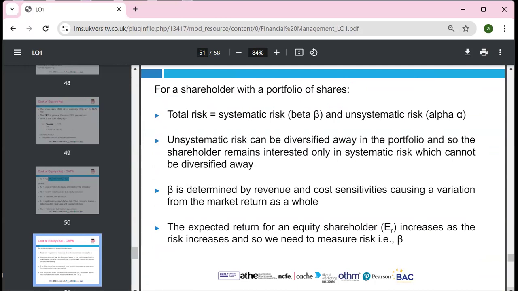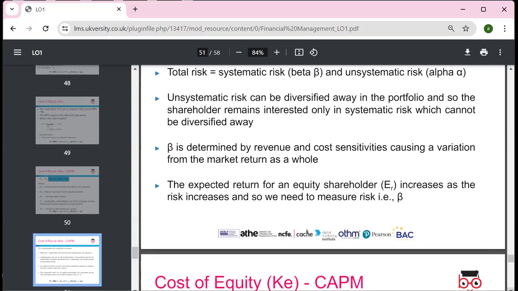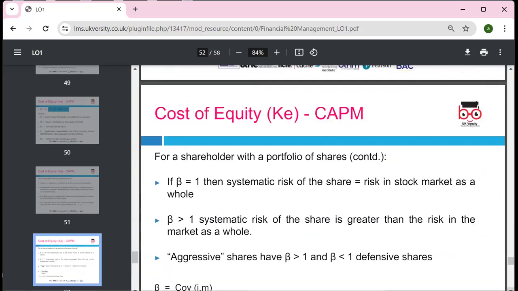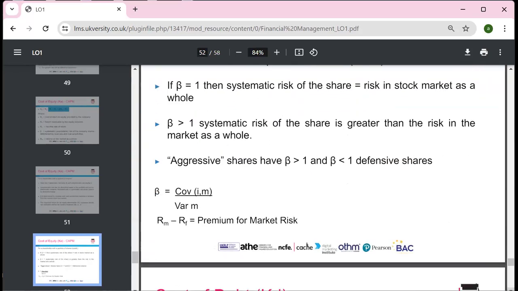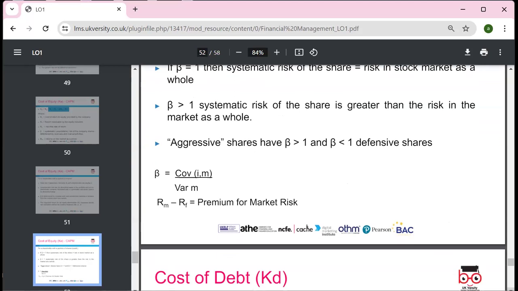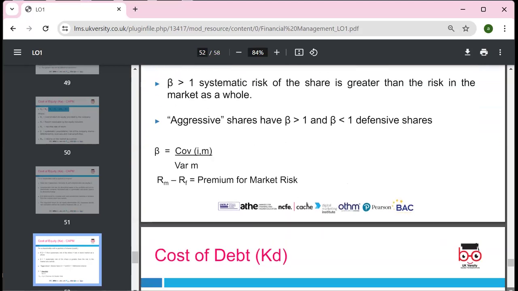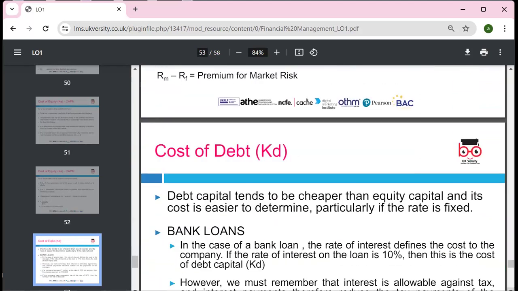The expected return on an equity share increases with the risk. So for this measurement, if the beta is equal to 1, the systematic risk of the share is the same as the stock market as a whole. If it is greater than 1, these are aggressive shares, and if it is less than 1, they are defensive shares. So we can look at these shares and their risk and return.